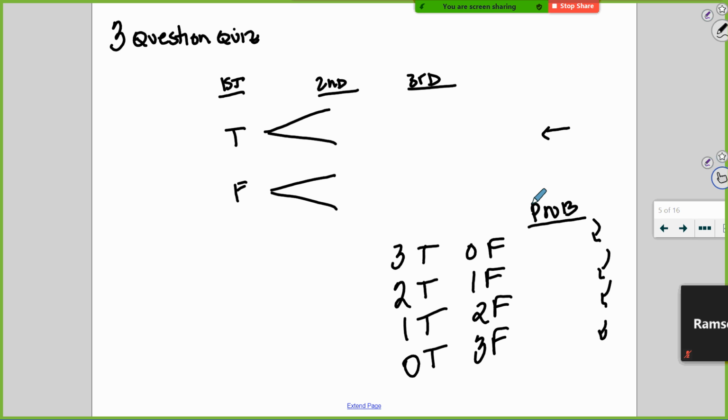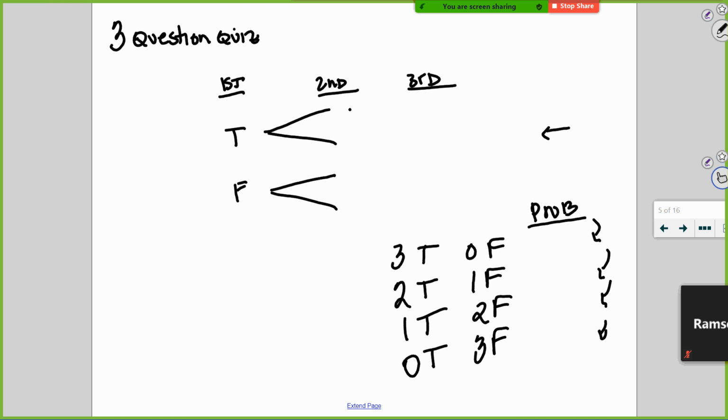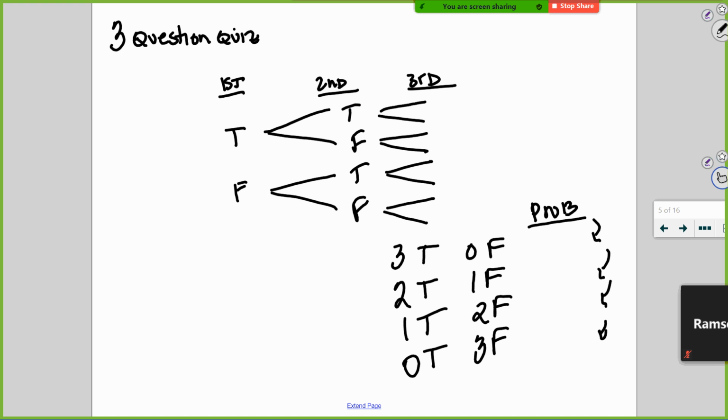So try to draw the tree, right? All you're going to do is take this tree that we just did, and you're going to extend it 1 more piece, right? 1 more piece. That's what you have to do. And then you're going to write out all the possibilities. So like the first one I would get would be a TTT, all truths. Right? So try to extend it 1 more branch, I guess.